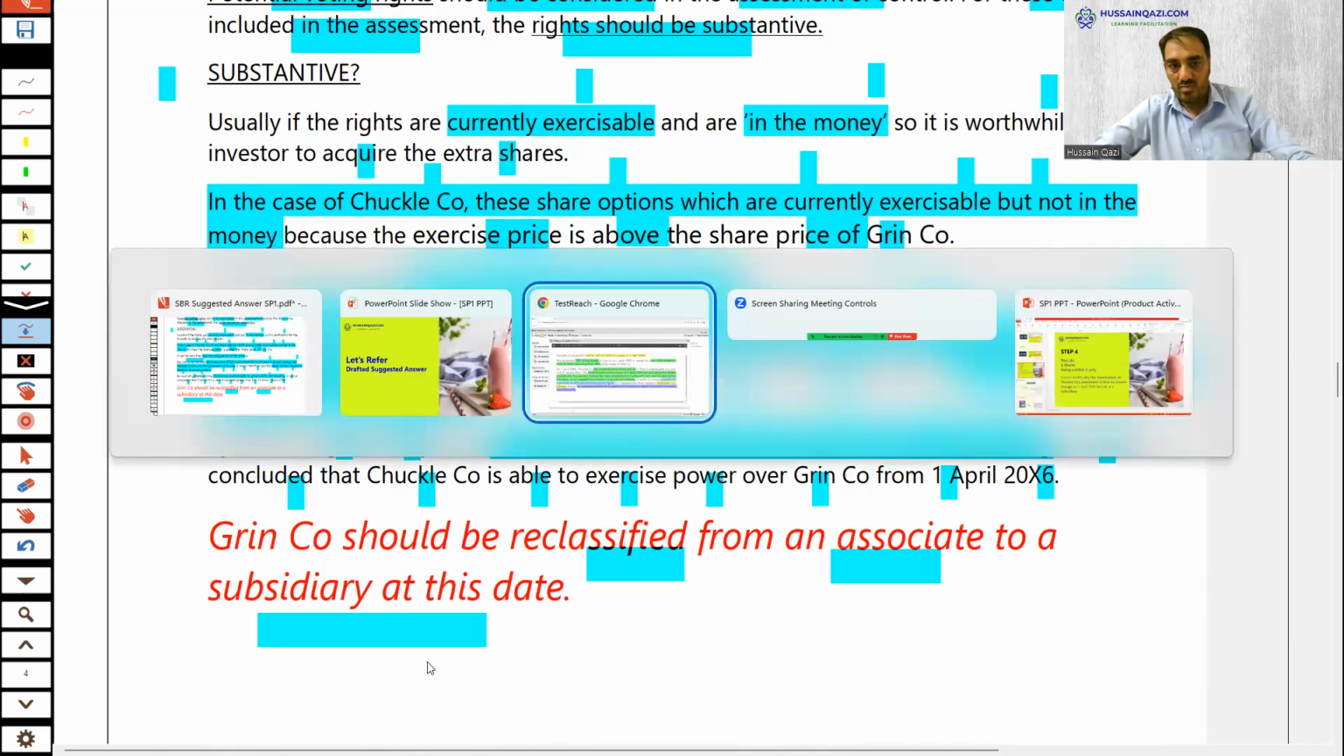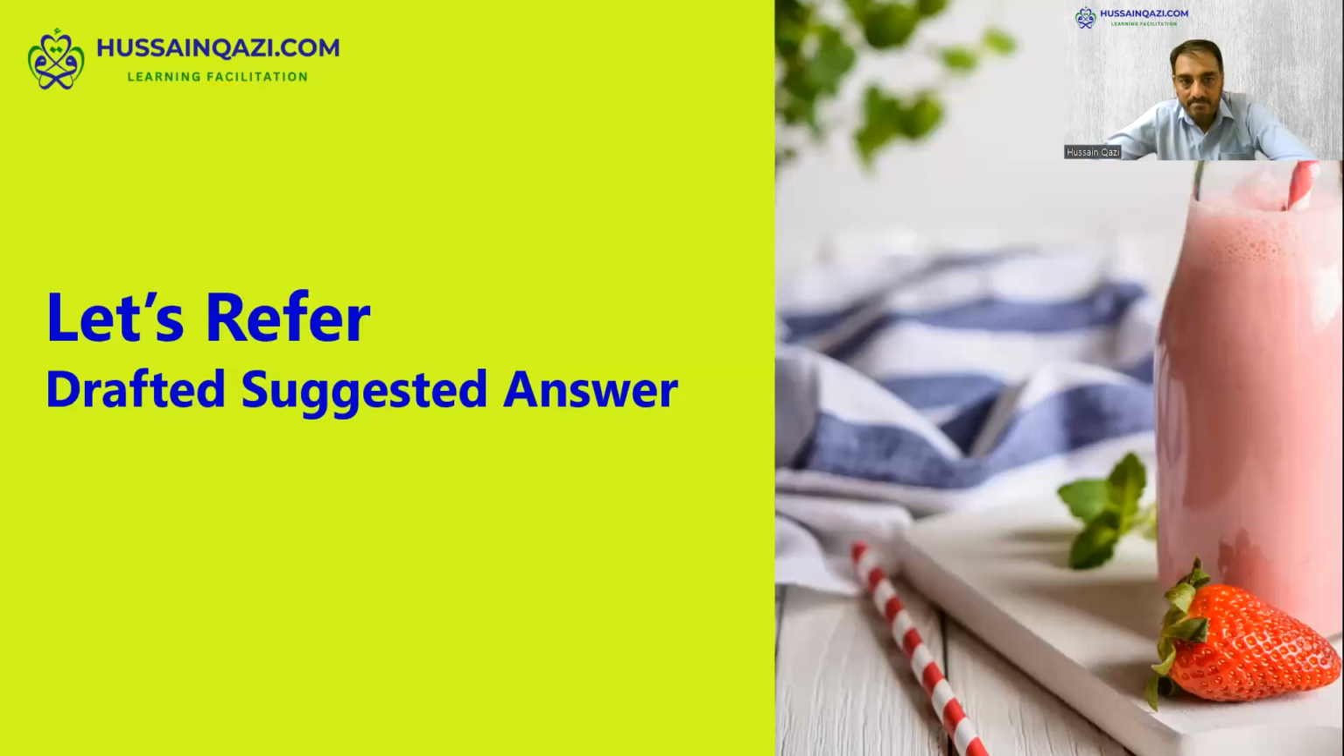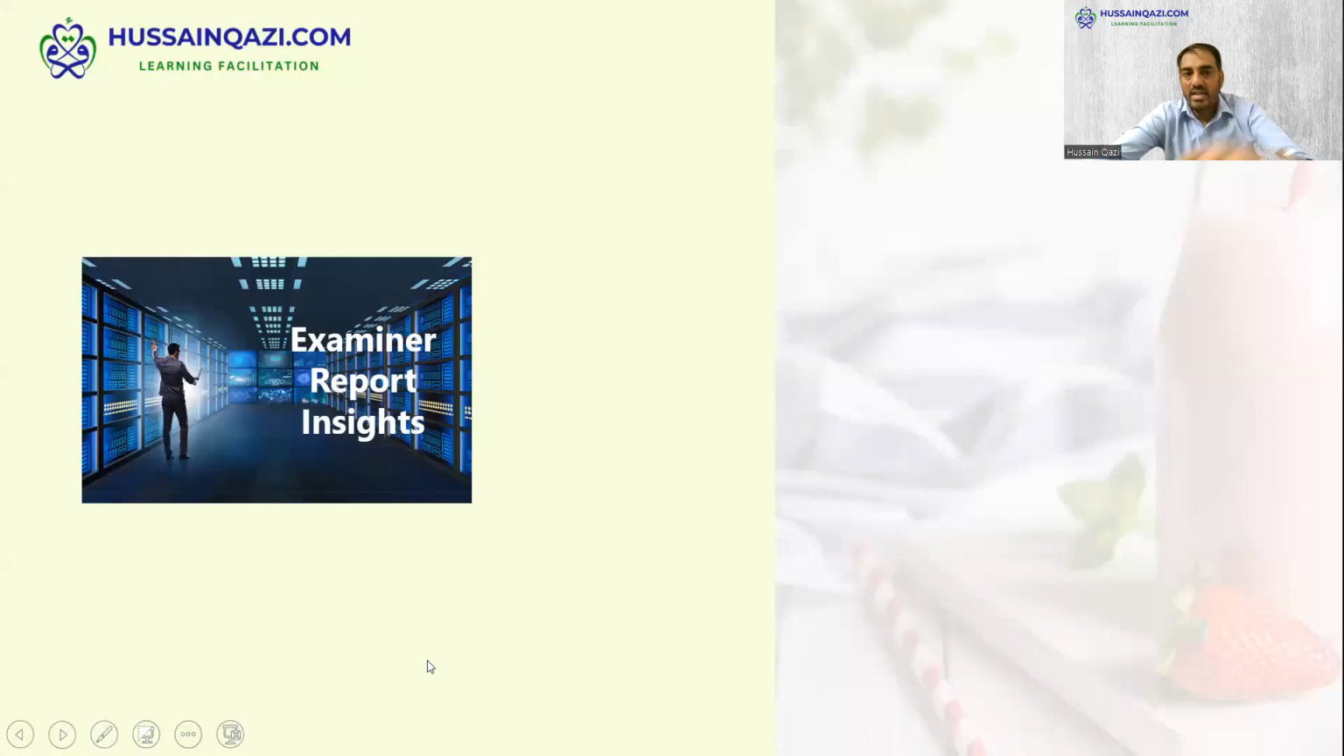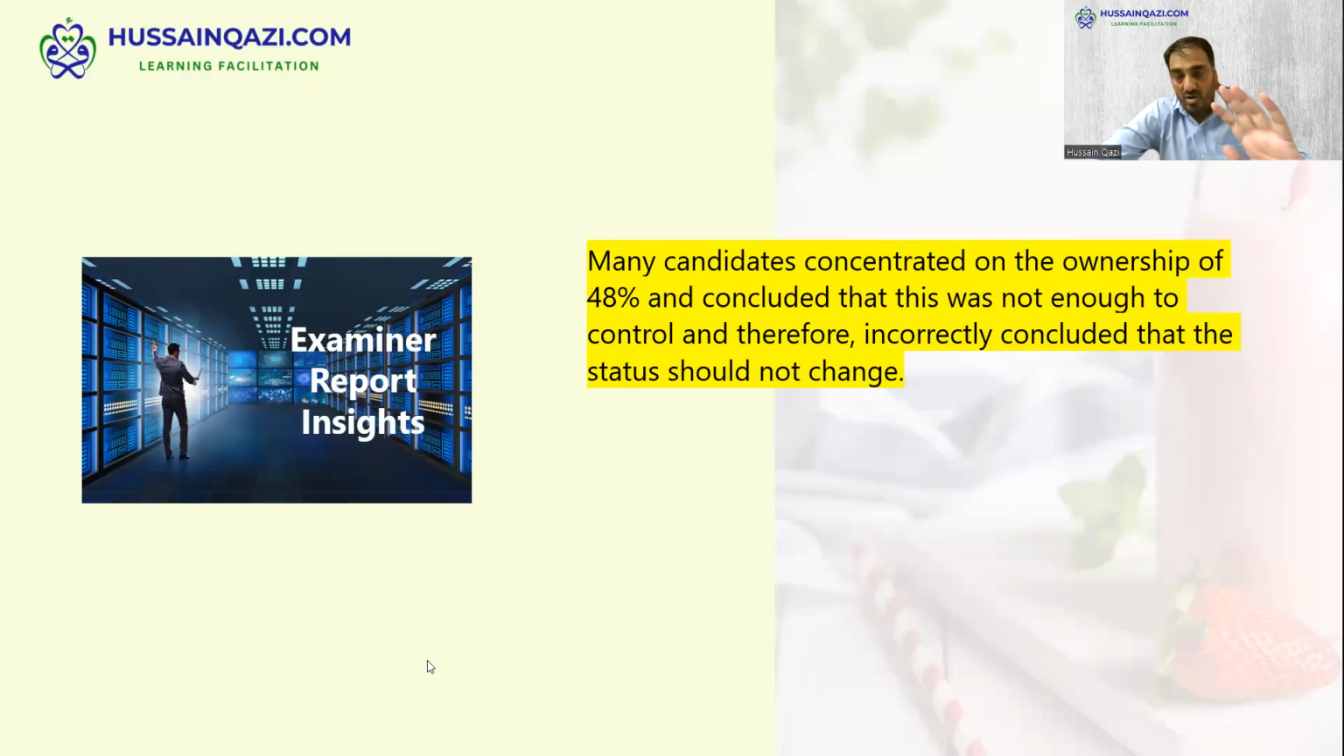With final comments. Now, one very important point for you, and that is about the examiner's report insight. One by one. Very important. Need to focus on this point. Many candidates concentrated on the ownership. Many students concentrated on the ownership of 48% and concluded that this was not enough to control and therefore incorrectly concluded that the status should not change. If someone writes the answer in this manner, it shows a lack of knowledge of IFRS 10.